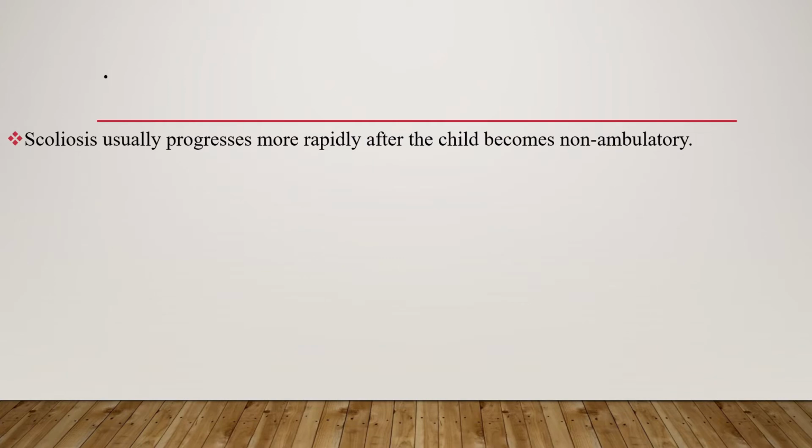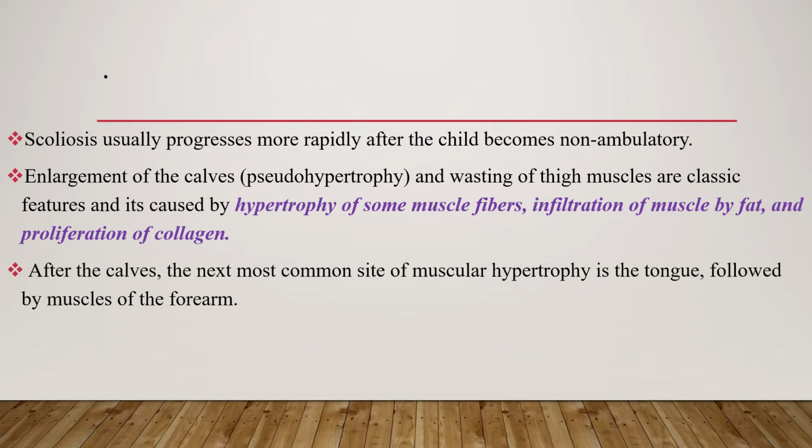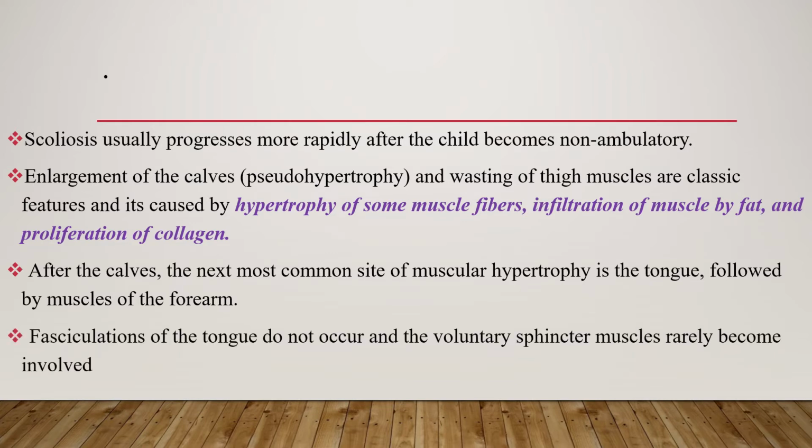Scoliosis usually progresses more rapidly after the child becomes non-ambulatory. Enlargement of the calves, or pseudohypertrophy, and the wasting of the thigh muscles are classic features, and it is caused by hypertrophy of some muscle fibers, infiltration of muscles by fat, and proliferation of collagen. After the pelvis, the next most common site of muscular hypertrophy is the tongue. This is followed by muscles of the forearm. Fasciculations of the tongue do not occur, and the voluntary sphincter muscles rarely become involved.